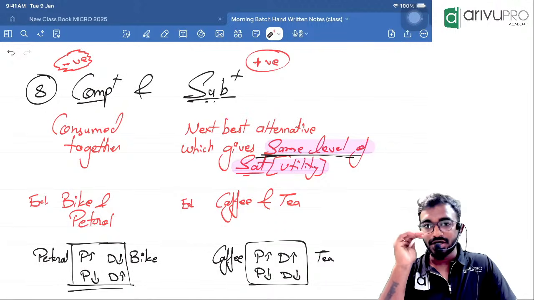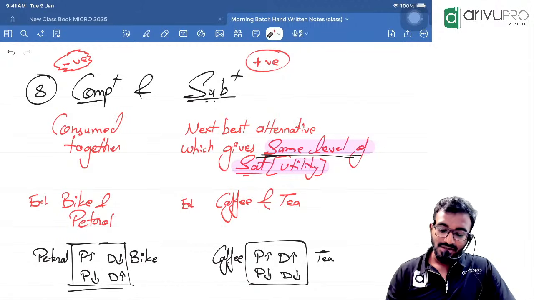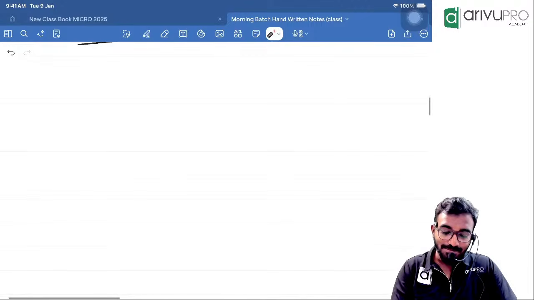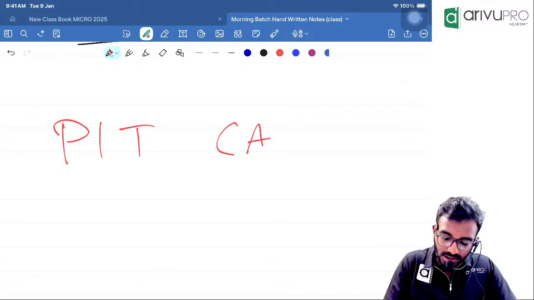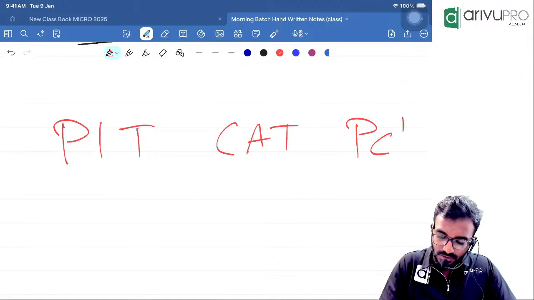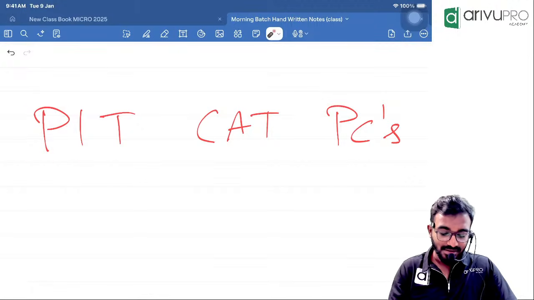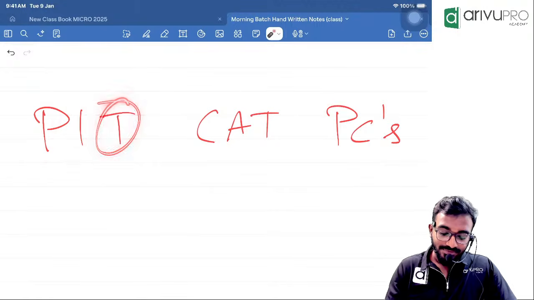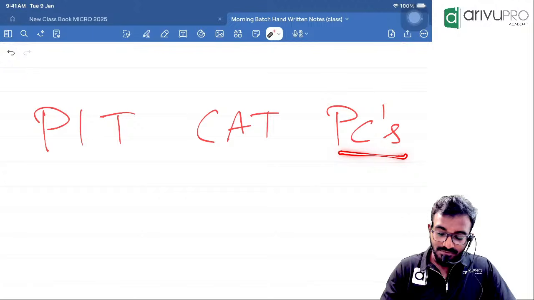See, there is a shortcut to remember, and I will be referring to this shortcut in multiple places hereafter. The shortcut to remember is PITCAT PCs. In this, P stands for price, I, T, C, A, another T, another P, C and S.